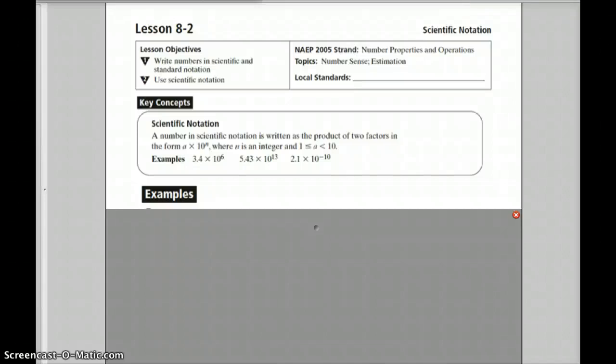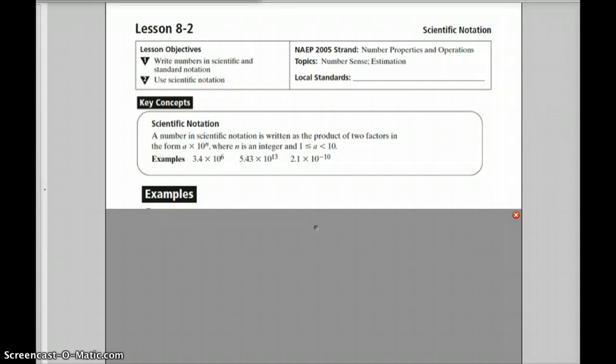Welcome to Lesson 8-2, Writing Numbers in Scientific and Standard Notation and then Using Scientific Notation. A number in scientific notation is written as a product of two factors in the form a times 10 to the n, where n is an integer.